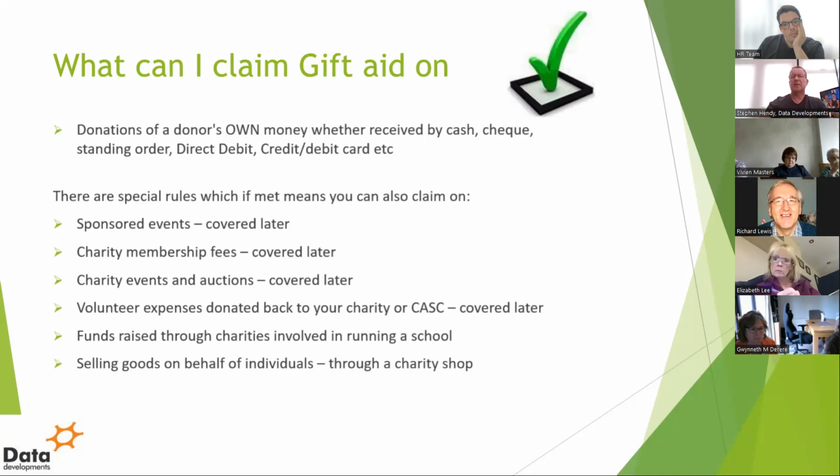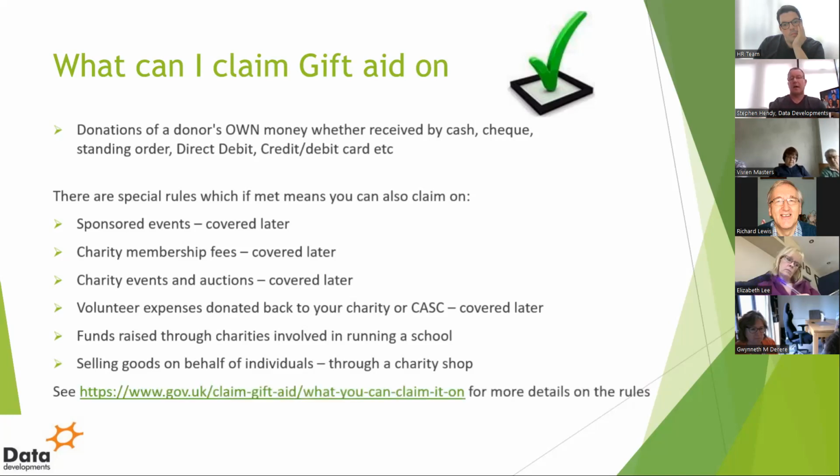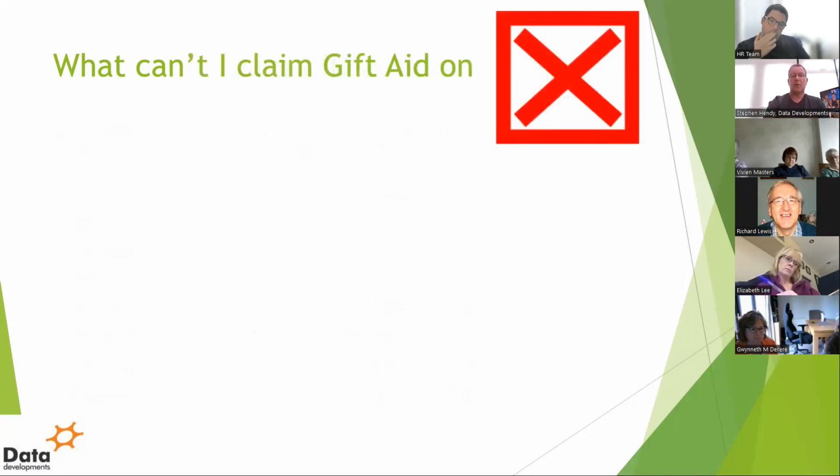So if you see, like, the Sue Ryder shop and you can sign a gift aid declaration on that, there's a particular method of how that's done. And for information on all those special rules, there's a link there that you can see. If you're interested in selling goods through a charity shop, for example, it gives you all the methodology down there, how it's done. What you can't claim gift aid on, and unfortunately, there's a longer list of what you can't claim than you can claim.